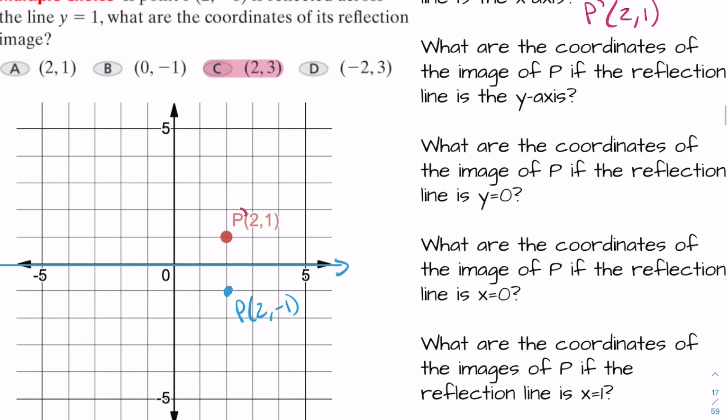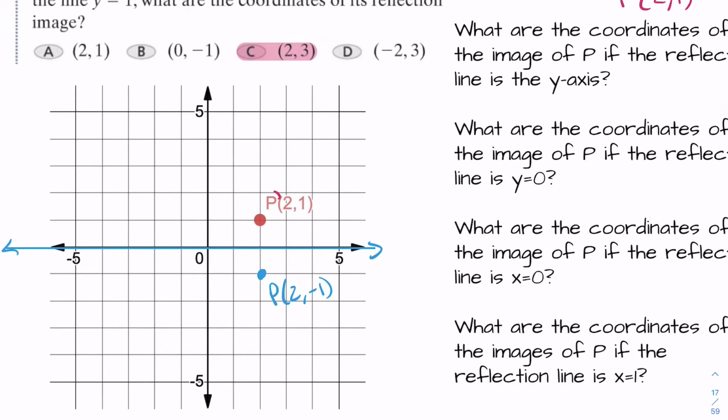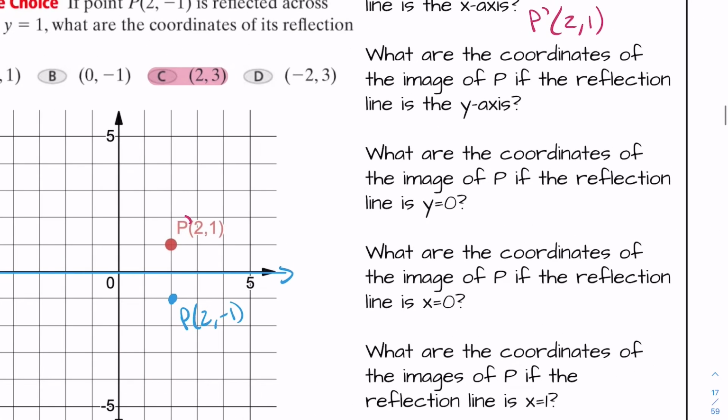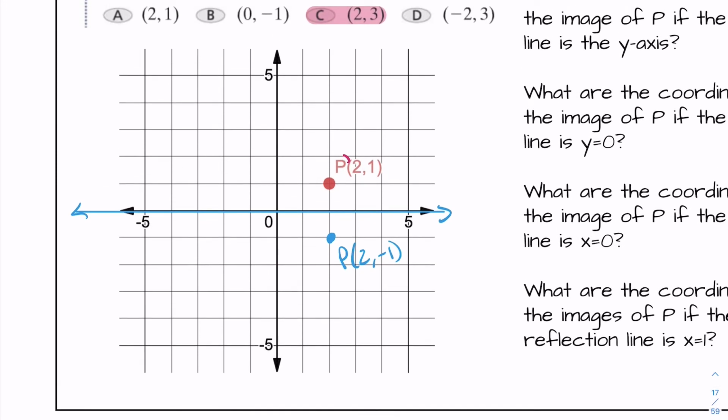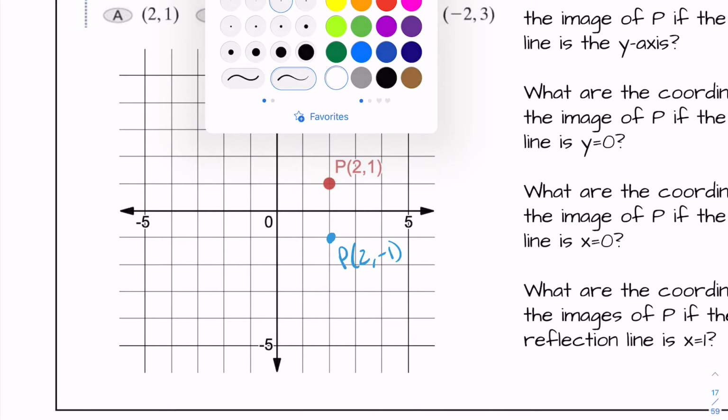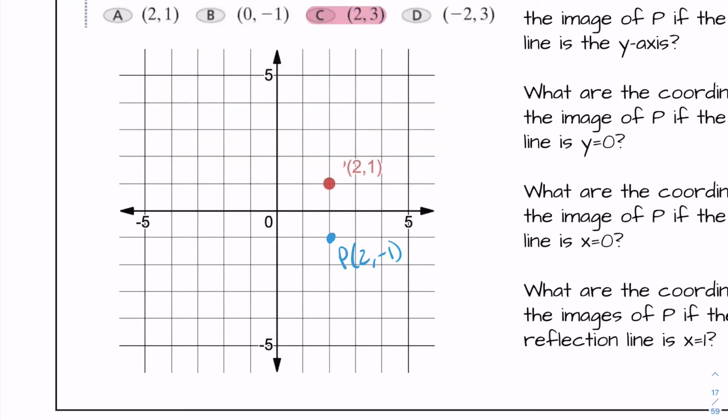Okay. Now, what are the coordinates if I reflect it across the y-axis? Okay, so let me erase that. Let me mark up this point. You know what? Let me use white. Let me try to get rid of it.